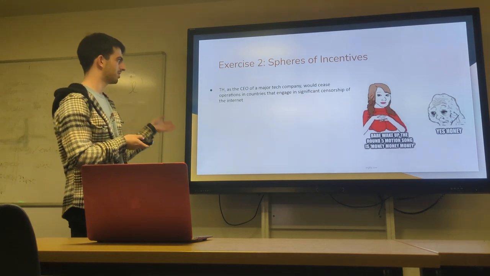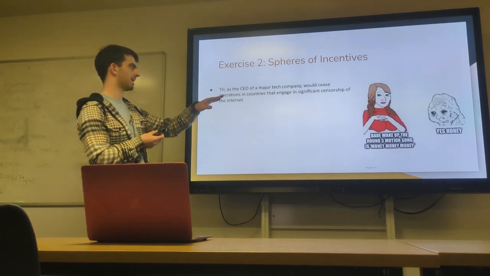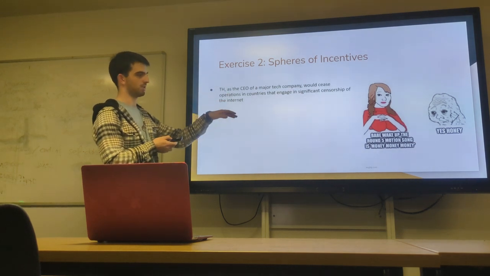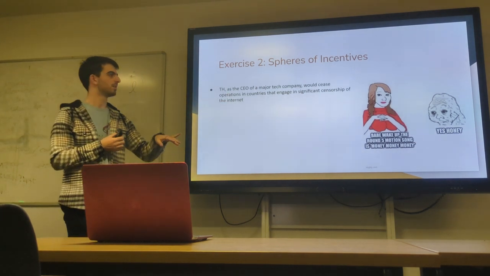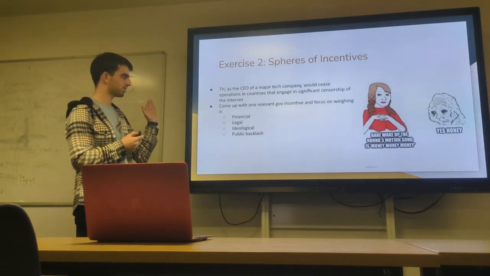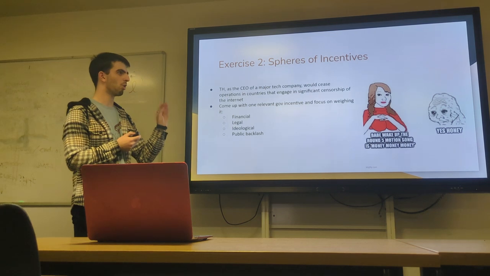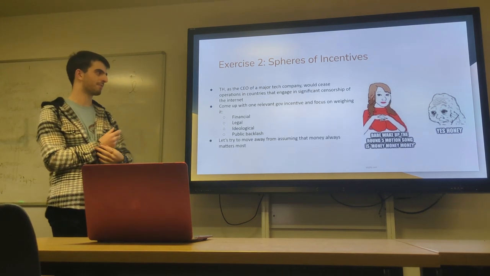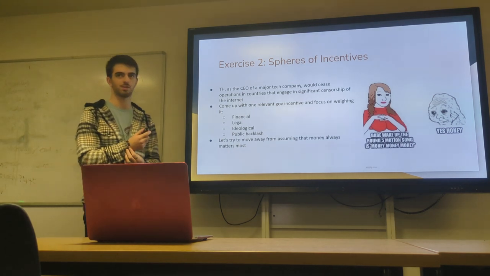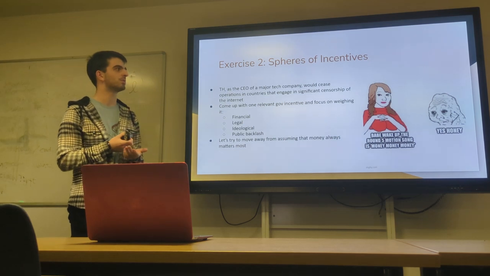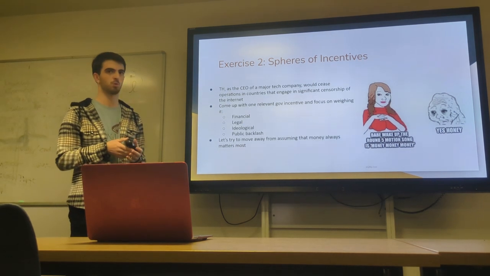So, this is the motion. This House is the CEO of a major tech company that ceases operations in countries that engage in significant censorship of the internet. Okay, so these are the four spheres of influence. What I want us to not do is the thing that people always do in capitalism debate, which is assume that every person and every corporation only wants money and nothing else, and that's all they care about. Because in reality, that's obviously not how the world works, but it's really easy just to fall to that in debating. So let's try and be a bit more nuanced.